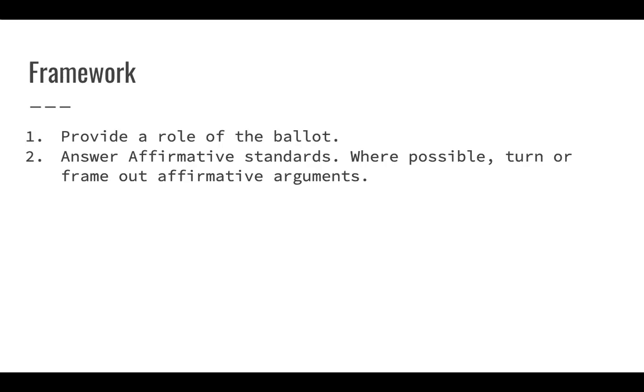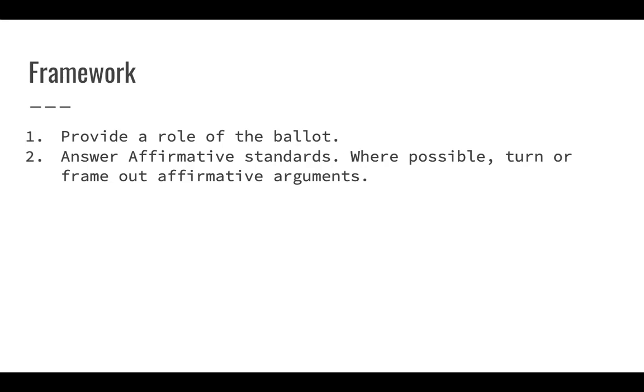Next, we have framework. So generally, you should provide your own roll of the ballot. Normally, a good 2AC will have provided a roll of the ballot, and this is like a counter-interp in T. You should answer the affirmative standards, again, a lot like topicality. Where possible, turn or frame out affirmative arguments.